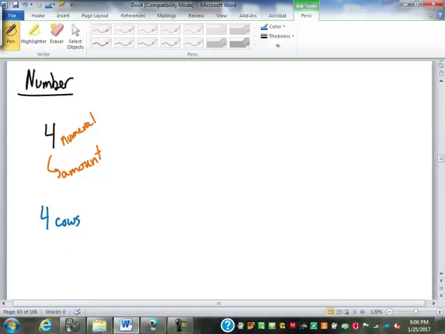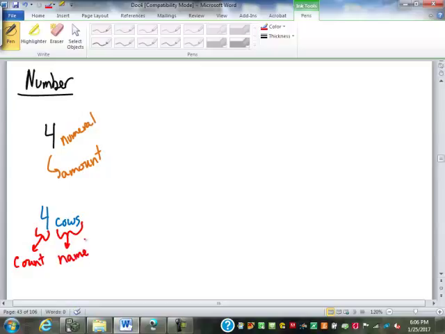So I might put 4 cows there. So 4 is the amount, telling us how much. I'm going to call that the count. And what is it we have 4 of? In this case, it's the cows. I'm going to call that the name.